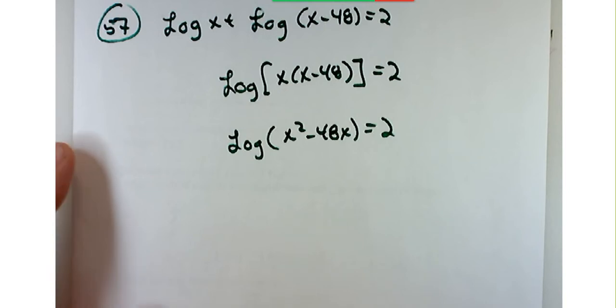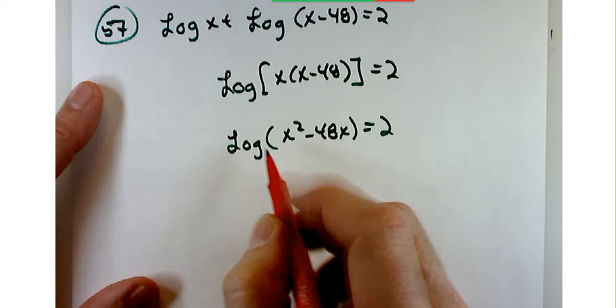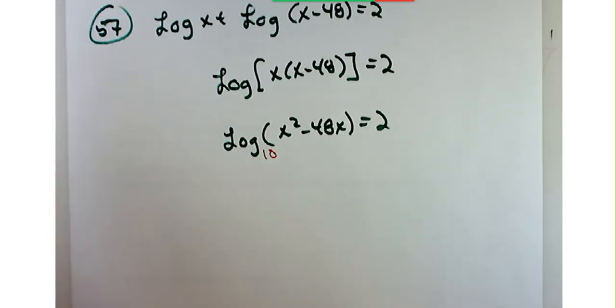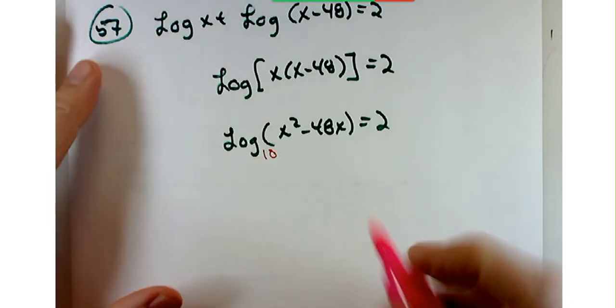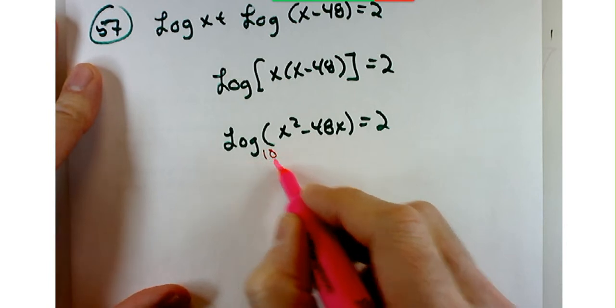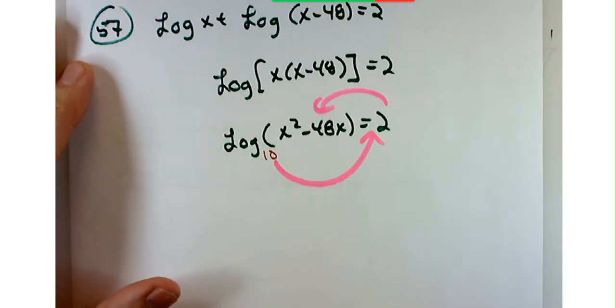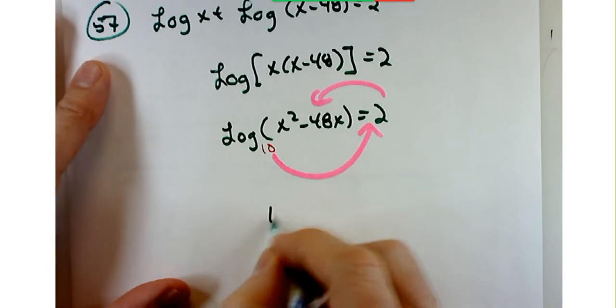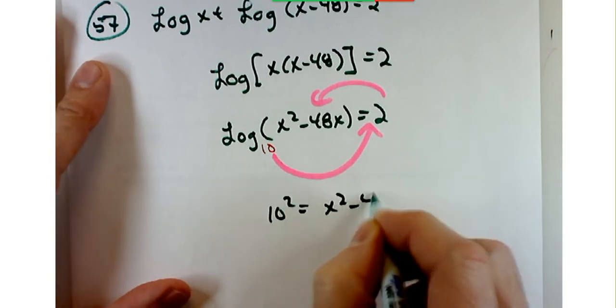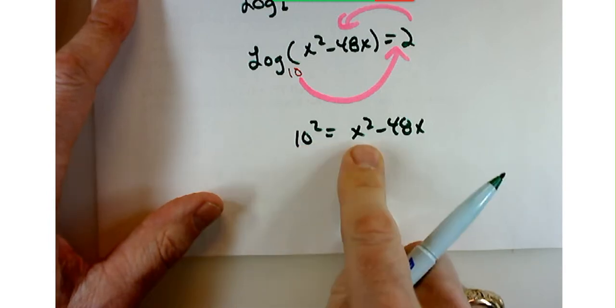Let's go back and remind ourselves of something. Gavin, what base is understood to be here? 10. Excellent. Can you rewrite that using exponents for us, just like we did in 56? What to what power equals what? 10 to the second power equals x squared minus 48x. Perfect. So that's 100 equals x squared minus 48x.